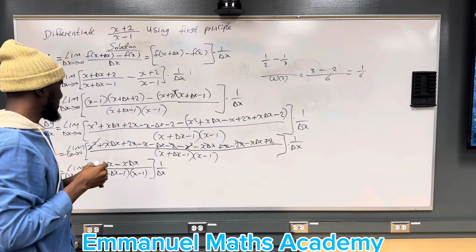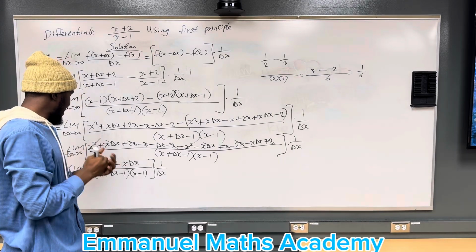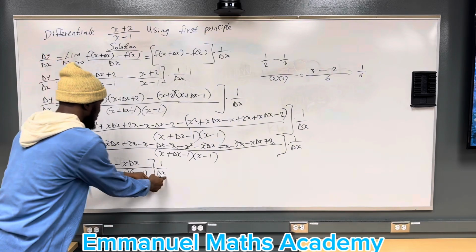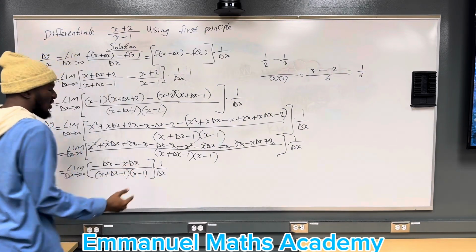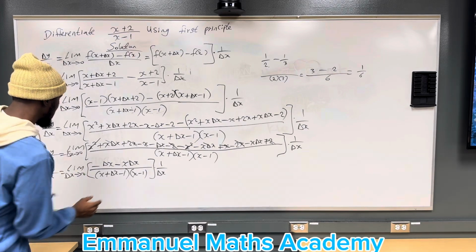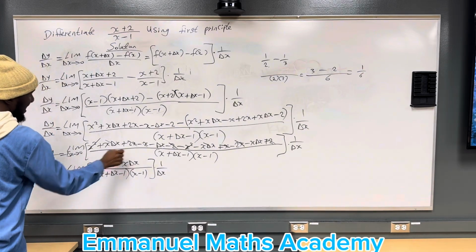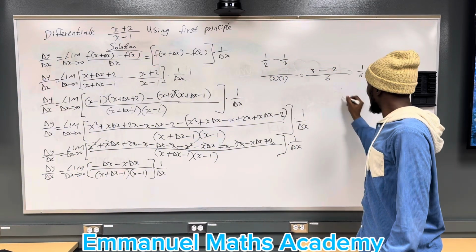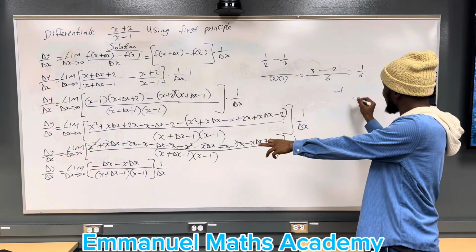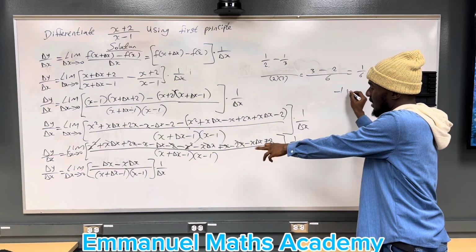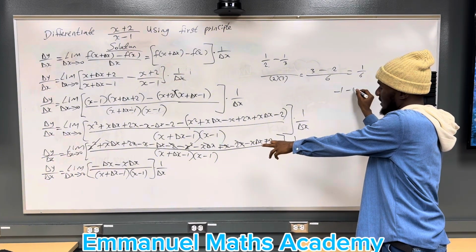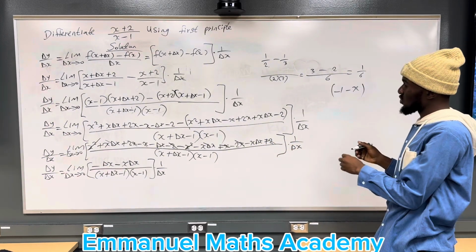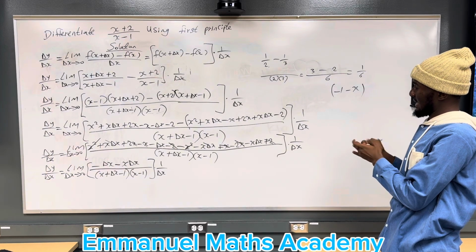Right? So at this point, you now divide. You make use of this 1 over delta x. So this will cancel this and this. Or you can actually interpret it this way: you can factor out delta x from this. If you factor out delta x from this, you'll be left with what? Minus 1, and minus x. So this is what you'll be left with. Right?